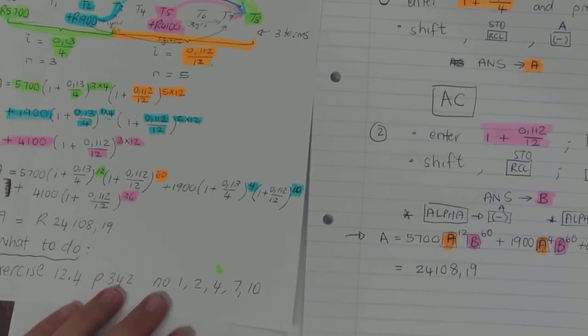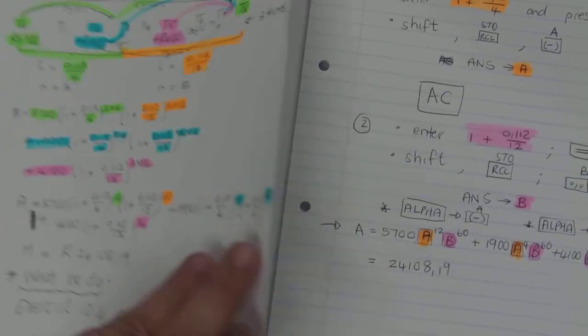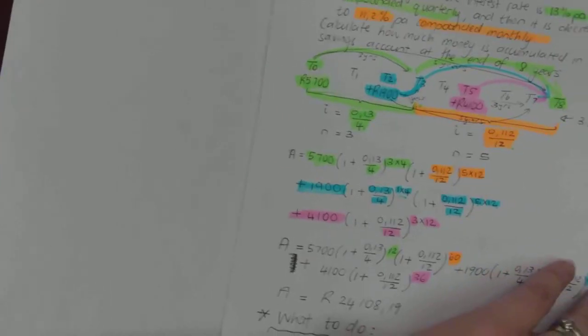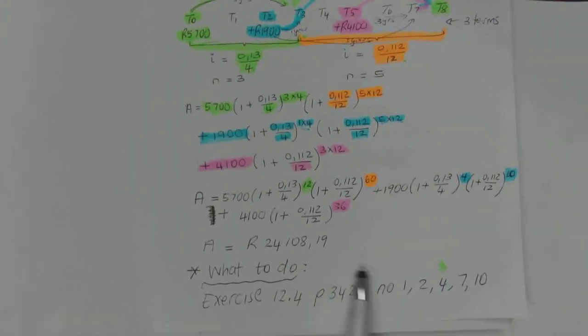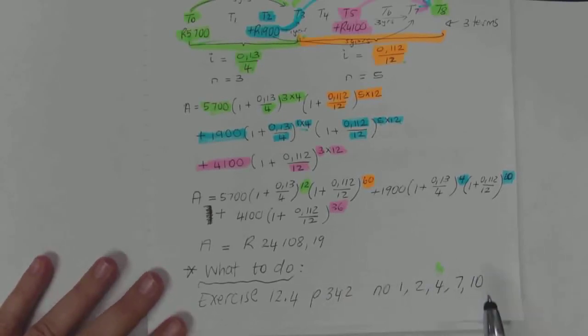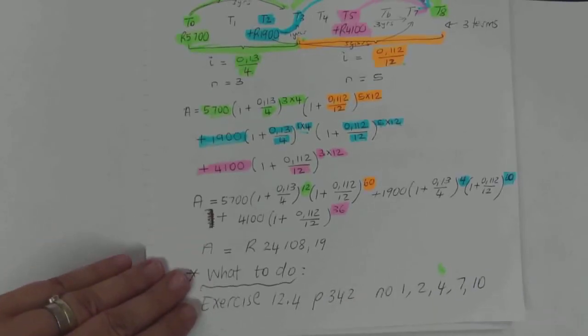Right. So, what am I going to do? I am going to go to exercise 12.4, and I'm going to do number 1, 2, 4, 7, and 10.